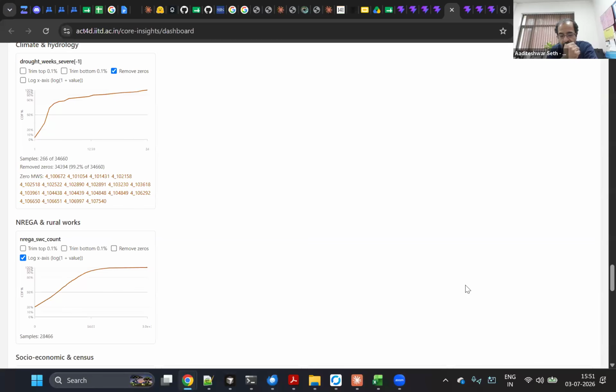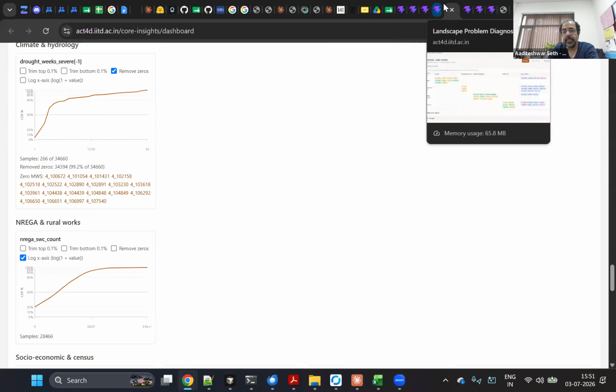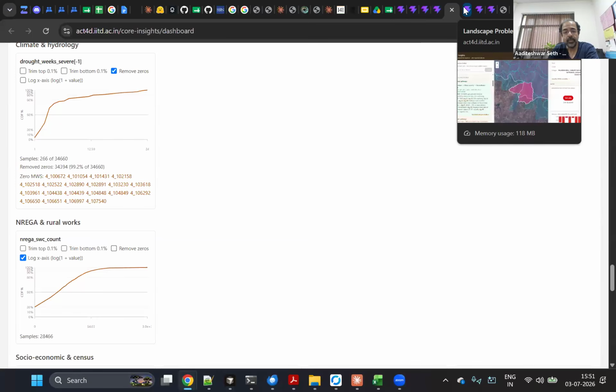Point number four, which I didn't show, is that in these diagnostics, not all the information has been seen by remote sensing.